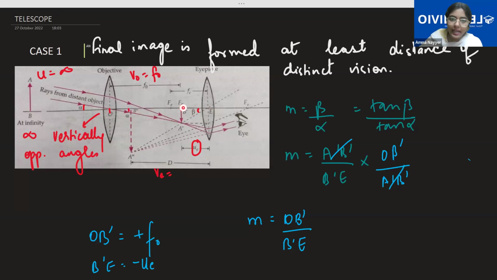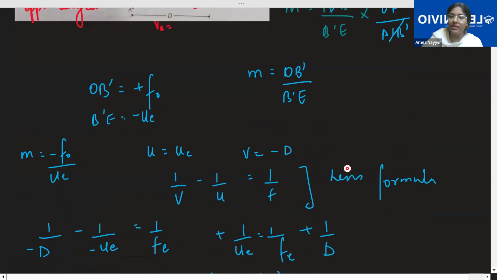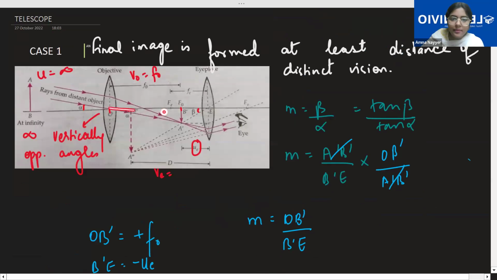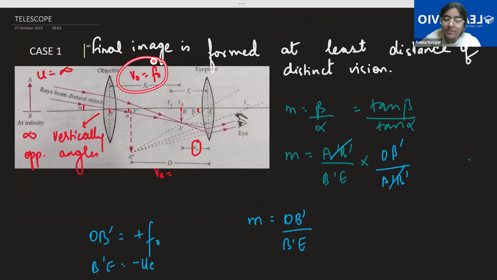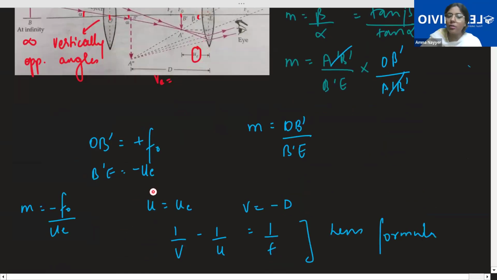So this will be A'B'/B'O. So A'B' will be cancelled from here. So what will be left, class? Magnification will be OB'/B'E. What was OB'? OB' is basically the focal length of the first one. Remember, the image is formed at the focus. And what is B'E? It's the object distance U. So f₀/Uₑ.